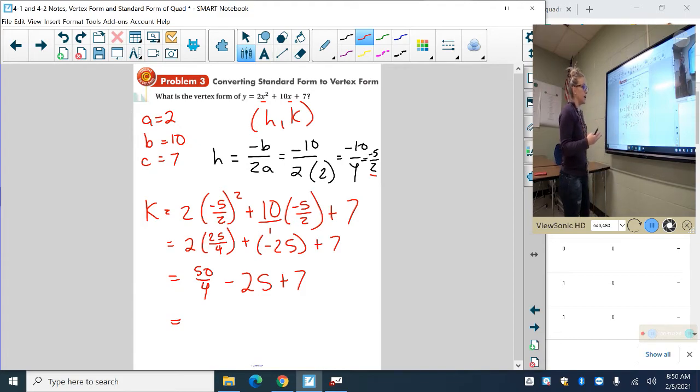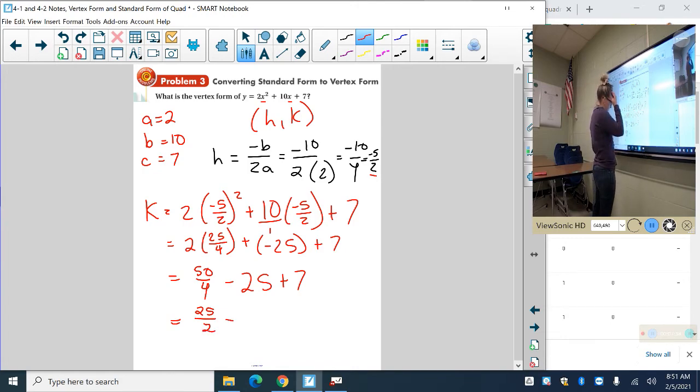If you don't know what I'm doing, make sure you just use a calculator. You can plug that into a calculator. So this is 25 over 2, minus, this is going to be 50 over 2. How did I do that? Well, what's 50 divided by 2? 25. And then this one's going to be 14 over 2.